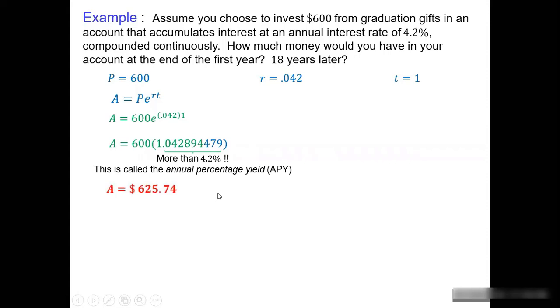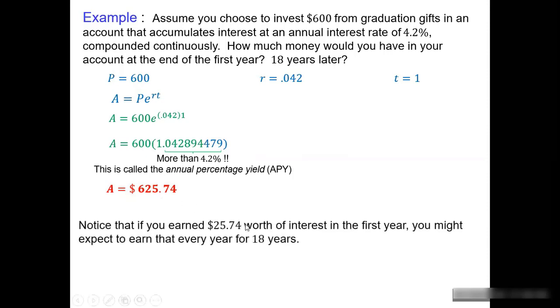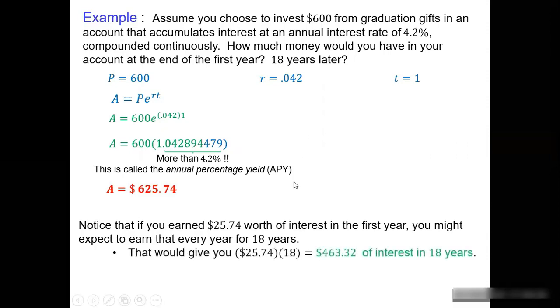When I now multiply that by 600, within the first year, I've gained $25.74 in interest. Now, it might not seem like a whole lot, right? Because if I were to say $625.74, I've only gained $25.74 in a year. So notice that if you were to gain only $25.74 worth of interest in the first year, you might expect that the amount of interest you gain after 18 years is just 18 times that amount. So let's see what 18 times that $25 is. That means that you might expect to gain $463 or so after 18 years.